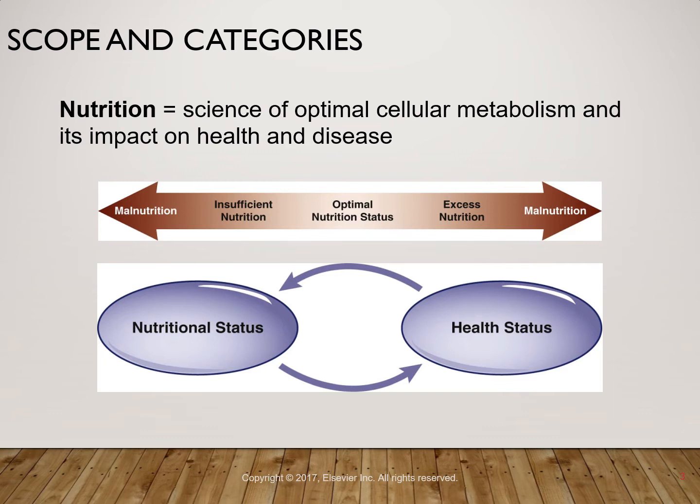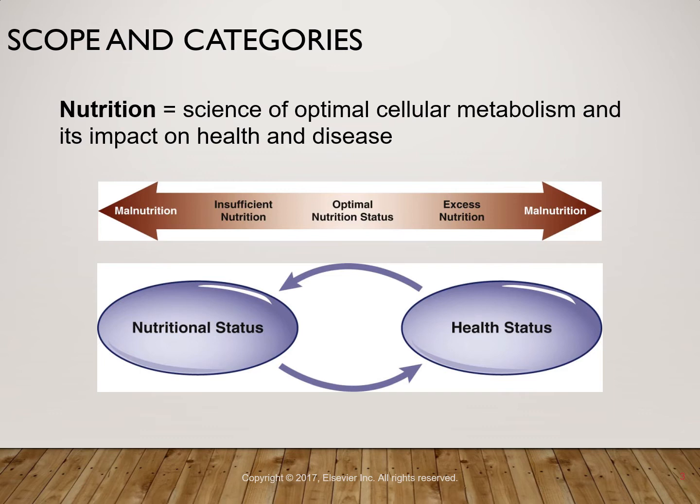An optimal nutritional status is one in which all nutrients are available in balanced amounts for cellular metabolism and physiological function for the individual. A suboptimal or malnourished state reflects either insufficient or excessive quantity or quality of macronutrients or micronutrients. The scope of this concept is represented as a continuum with malnutrition on both ends, which is insufficient nutrition and excess nutrition, and optimal nutrition in the middle.